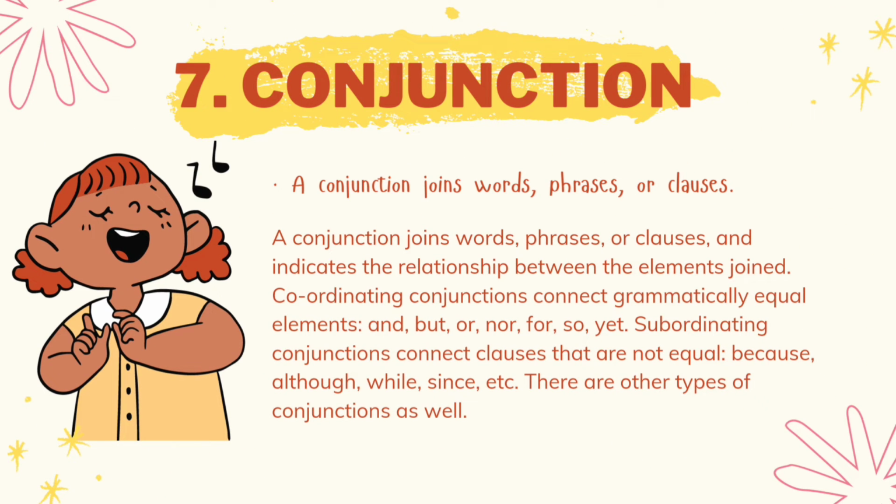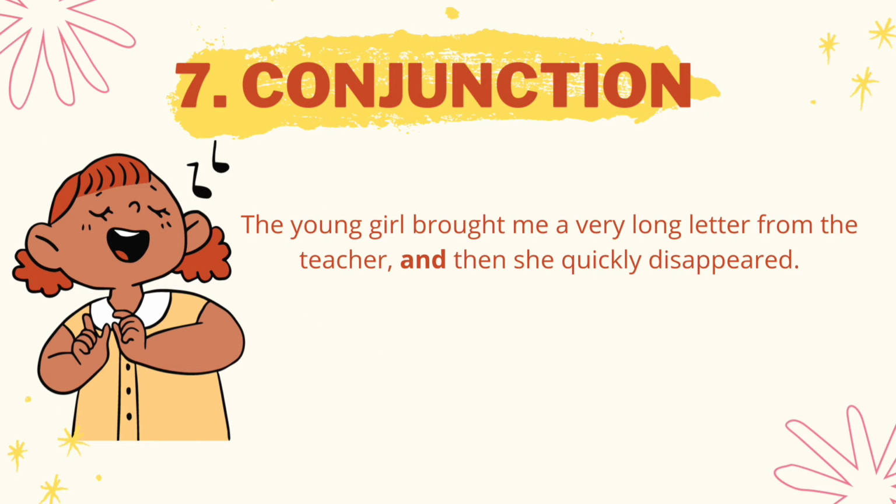Coming to conjunction. A conjunction joins words, phrases or clauses and indicates the relationship between the elements joined. Coordinating conjunctions connect grammatically equal elements: and, but, or, nor, for, so, yet. Subordinating conjunctions connect clauses that are not equal: because, although, while, since, etc. There are other types of conjunctions as well. The young girl brought me a very long letter from the teacher and then she quickly disappeared. Here and joins the two clauses.